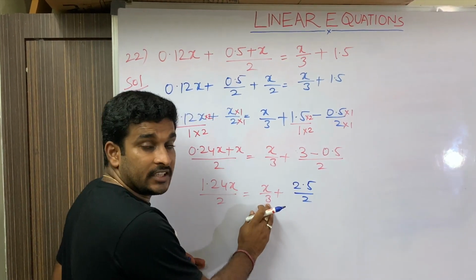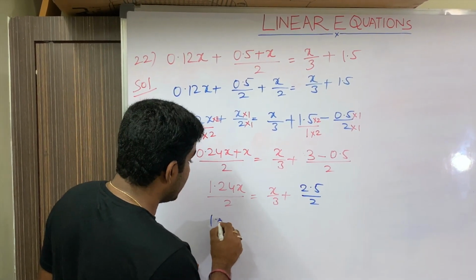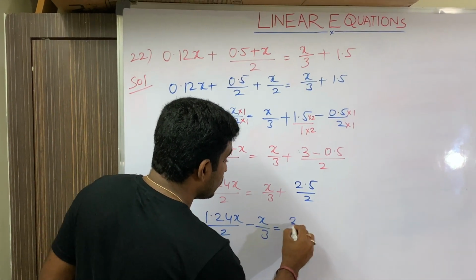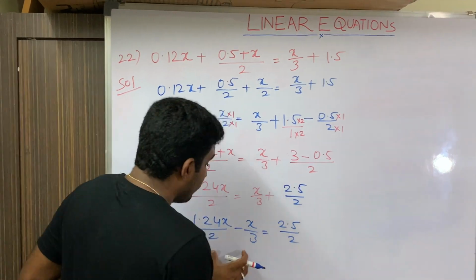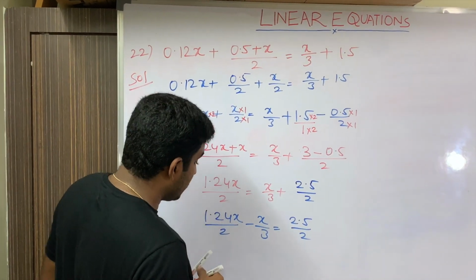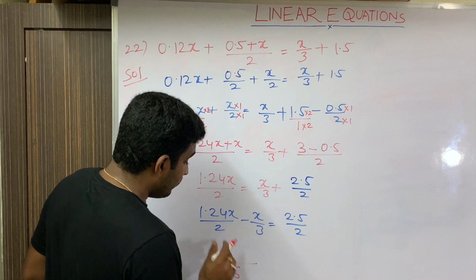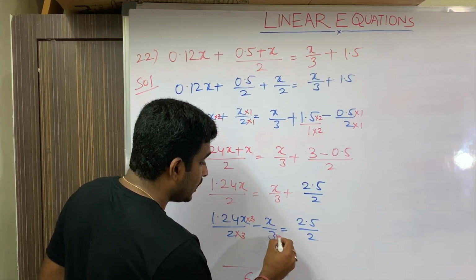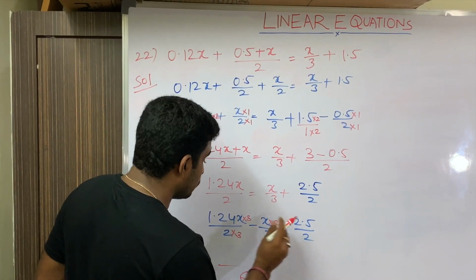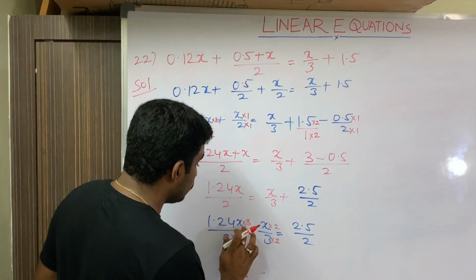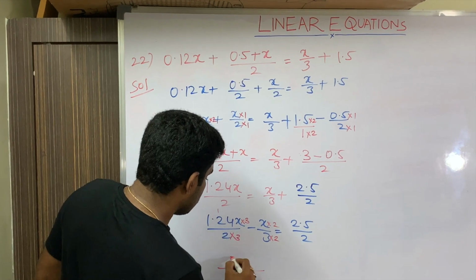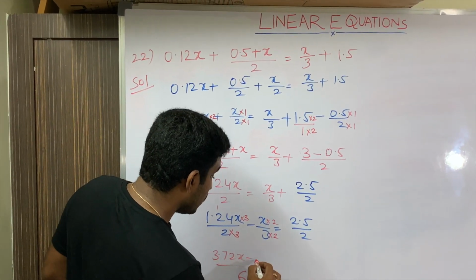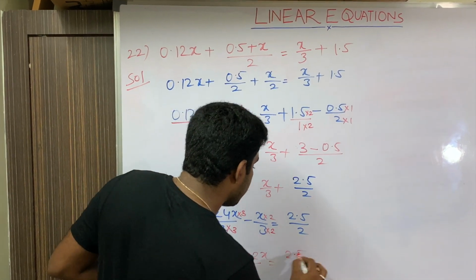When this plus x by 3 from right hand side comes to the left hand side, then it will become 1.24x by 2 minus x by 3 equal to 2.5 by 2. When we take the LCM of 2 and 3, it will become 6. To get 6, we have to multiply 2 with 3, same as in numerator. Multiply with 2, same as in numerator. 1.24x into 3 will become 3.72x minus 2x equal to 2.5 by 2.